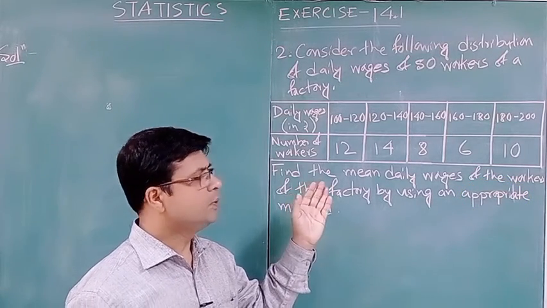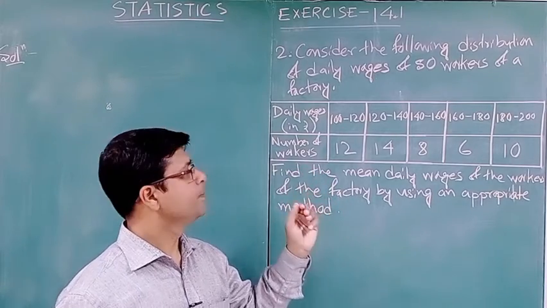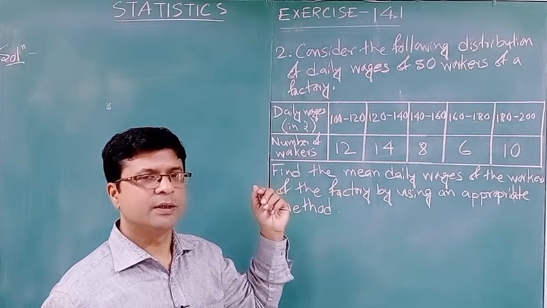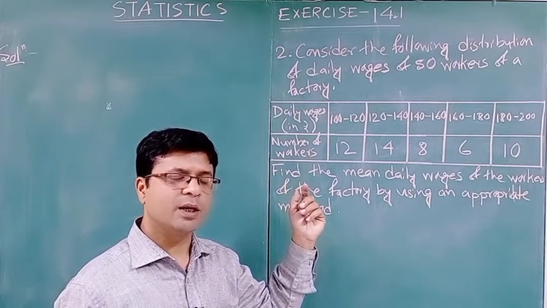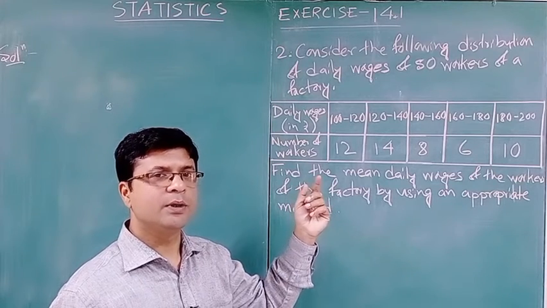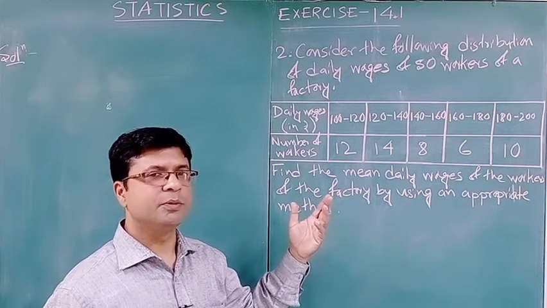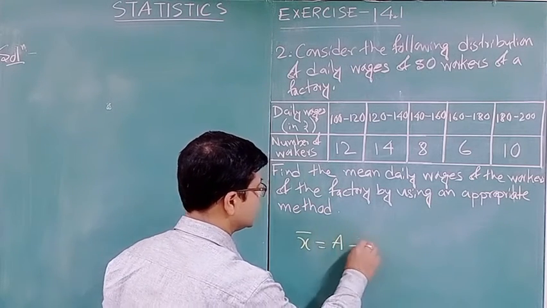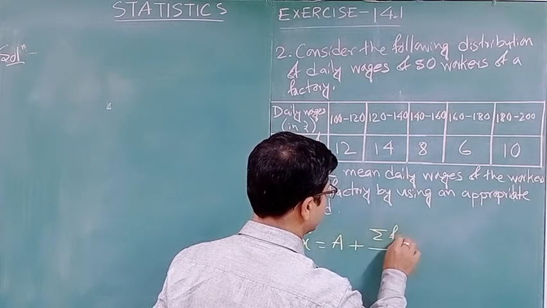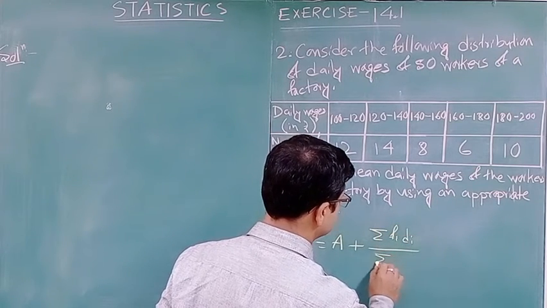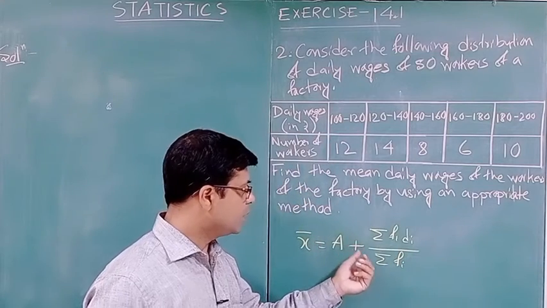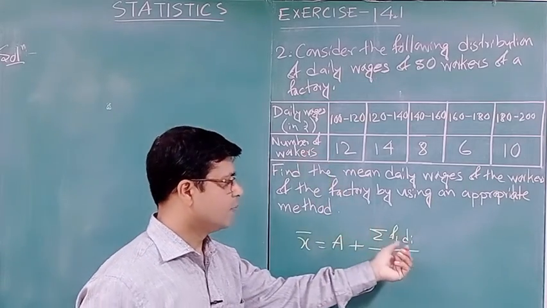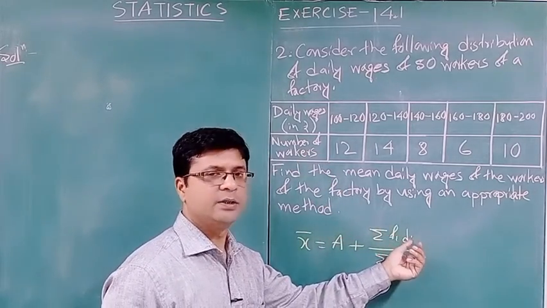Here it will not be wise to take the direct method because here xi is a little bit large compared to question number 1. You can take the direct method, I am not saying that the answer is going to be wrong, but it will be wise to take another method. Let us take the assumed mean method. By the assumed mean method, the mean is given by a plus summation of fi di divided by summation of fi. So which columns do we have to make? A column for fi, a column for di, another column for fi di. So let us frame the table.